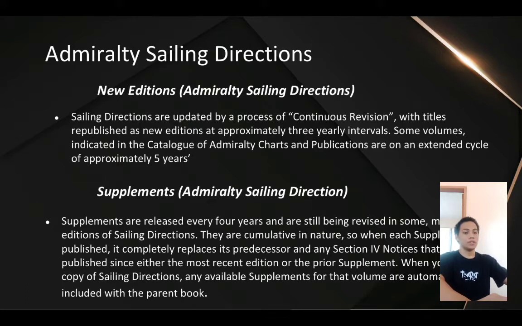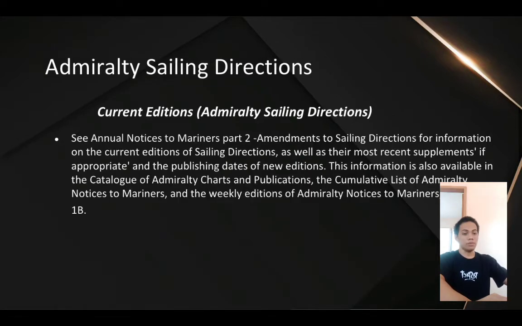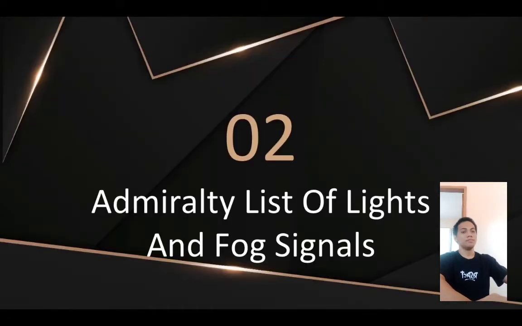When you order a copy of Sailing Directions, any available supplements for that volume are automatically included with the parent book. For the current editions, see Annual Notices to Mariners Part 2, Amendments to Sailing Directions, for information on the current editions of Sailing Directions, as well as their most recent supplements, if appropriate, at the publishing dates of new editions. This information is also available in the Catalog of Admiralty Charts and Publications, the Cumulative List of Admiralty Notices to Mariners, and the weekly editions of Admiralty Notices to Mariners Section 1B.